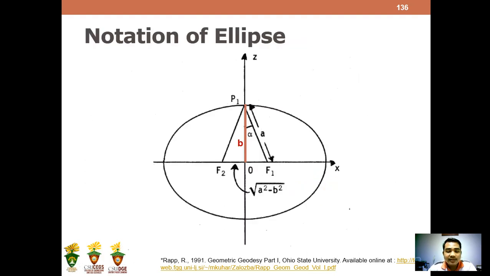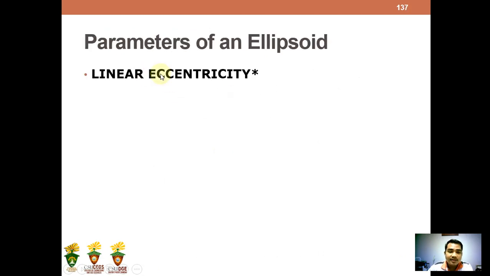Right. So let's go back again to this notation. This is a, this is b, and this is c, which is also equal to the square root of a squared minus b squared. The next one is what we call c, which we derived earlier when getting the angular eccentricities. So the next parameter is the linear eccentricity.